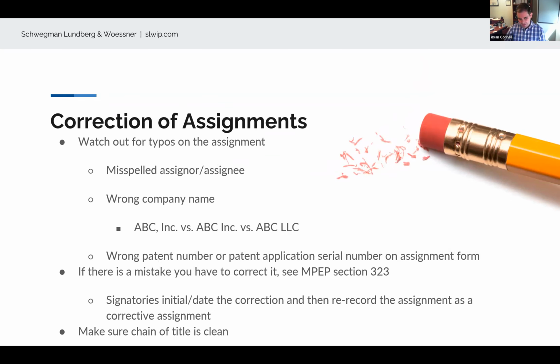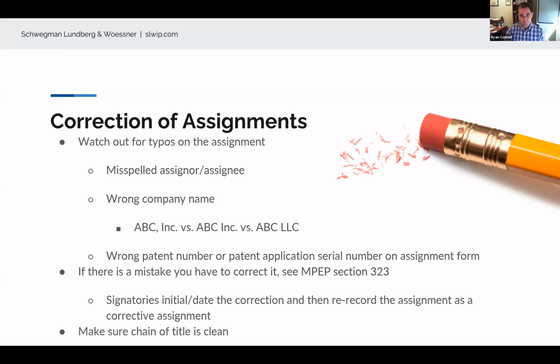Correction of assignments: errors happen, and there are plenty of mechanisms to get it fixed. The most common are simply misspelling of an assignor or an assignee's name. Wrong company name's a big one. Make sure you know exactly what the entity of the company is. The comma between a company's name and Inc. is a big one that you'll see. Inc. versus LLC versus PA versus whatever. Just make sure that you have that matched up. Sometimes I've asked to see articles of incorporation just to make sure that I get that ship shape.